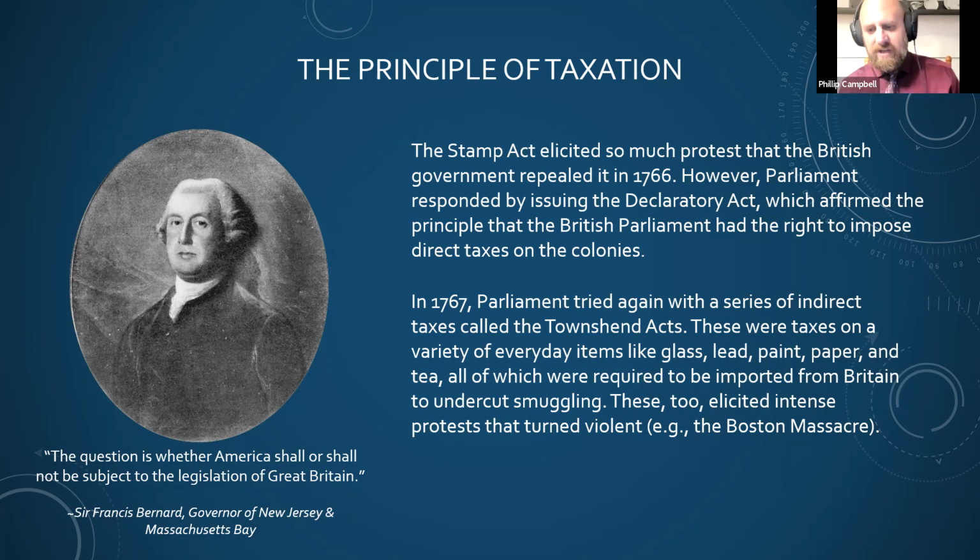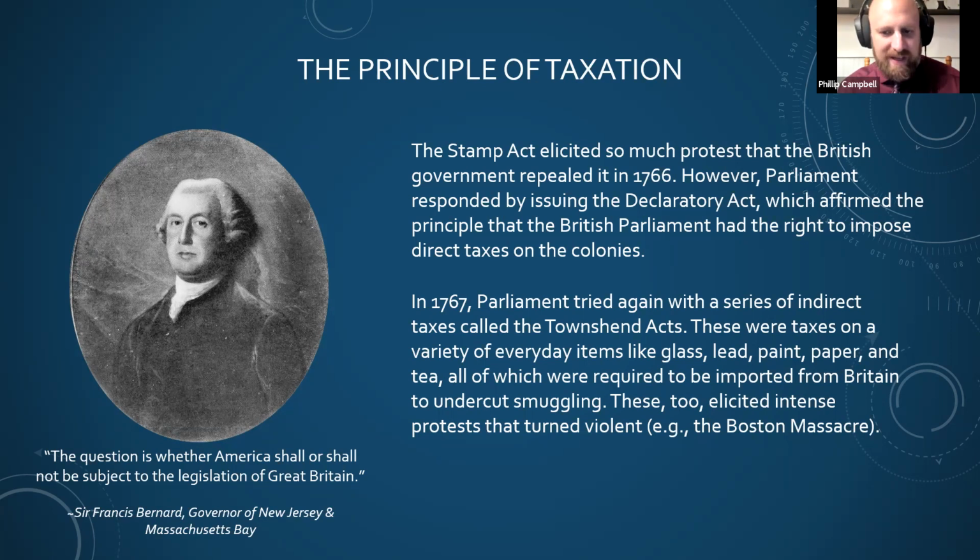Now, part of the Townshend Acts was that all of these were required to be imported from Britain to undercut smuggling. Again, the New England merchant class were huge into smuggling. And so this was the way that Britain tried to undercut that, by requiring the colonists to import these goods only from Great Britain.